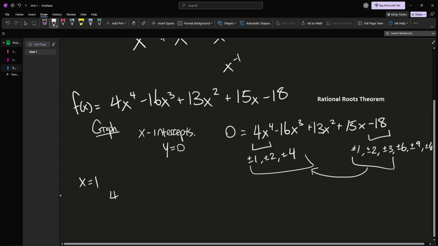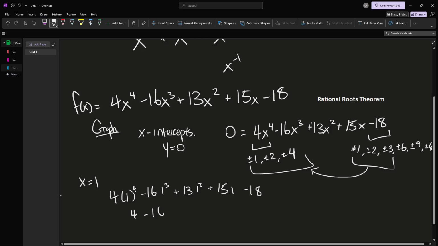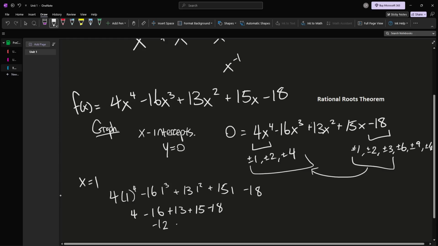So when x equals 1, I have 4. I'll take it slow for the first one. 1 to the 4th minus 16 times 1 cubed, plus 13 times 1 squared, plus 15 times 1, minus 18. That's 4 minus 16 plus 13 plus 15 minus 18. Let's see if it works. 4 minus 16 is negative 12, plus 28, minus 18. And it doesn't work.